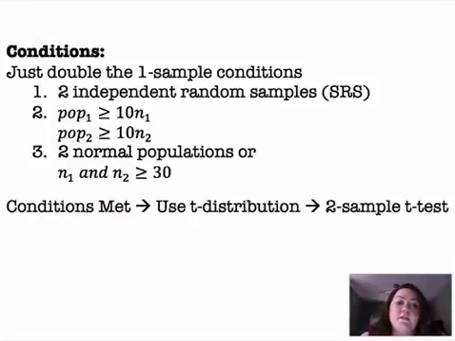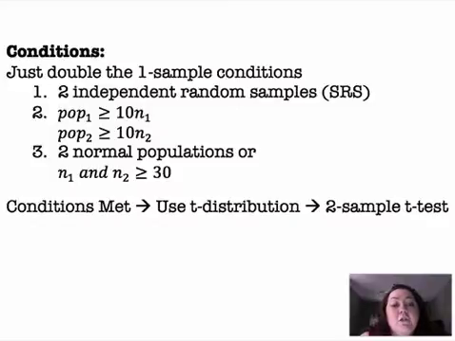Alright, conditions. So we're just going to double the one sample conditions. So I need to have two independent random samples. The population for the first sample has to be greater than or equal to 10 times the sample size for the first sample. And the population for the second sample has to be greater than or equal to 10 times the sample size for the second sample.